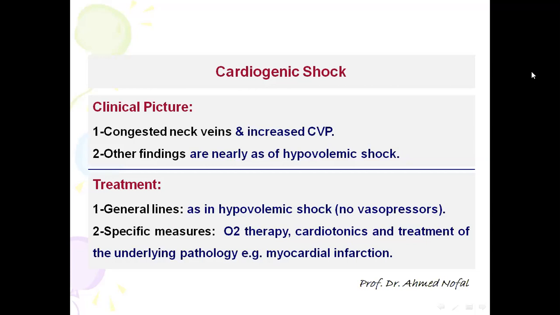Clinically, the characteristic features are congested neck veins and increased CVP, other findings as in hypovolemic shock. Treatment, general lines as in hypovolemic shock. The specific treatment is oxygen therapy, cardiotonics, and treatment of underlying pathology like myocardial infarction.